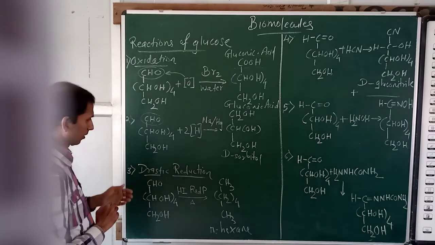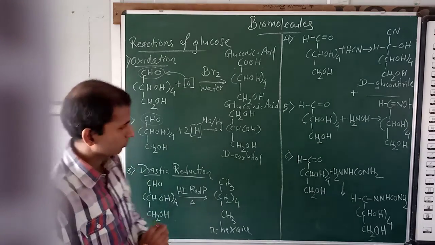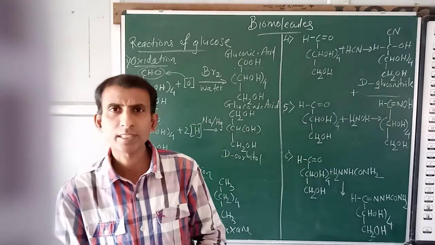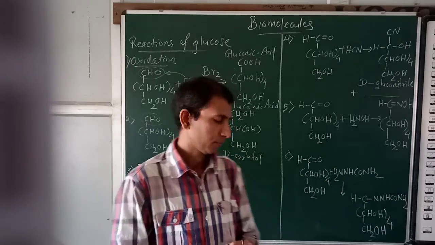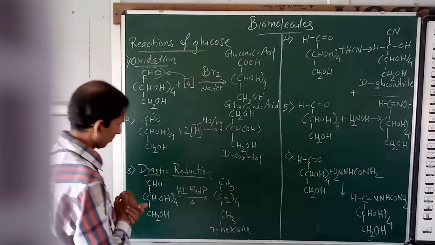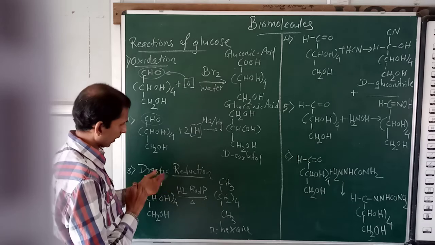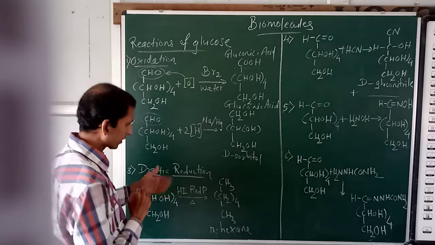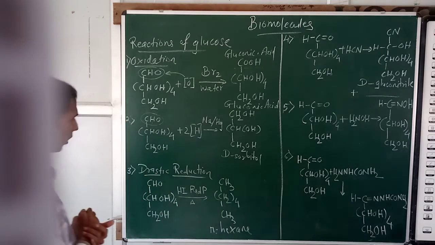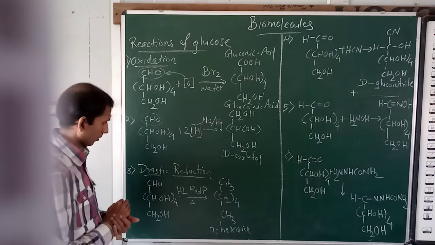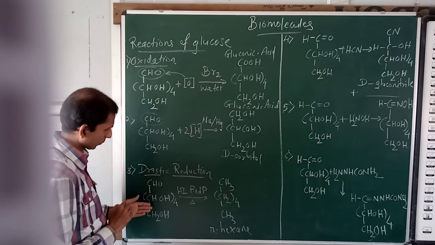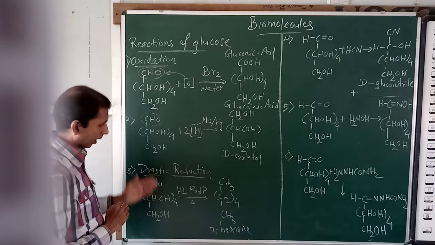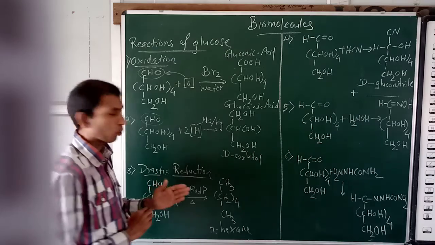The next reaction is drastic reduction. Drastic reduction means more hydrogen is added to the glucose molecule, and the catalyst and reagent used here is HI with red phosphorus, and we heat at a particular temperature. Glucose, which contains an aldehyde group and also OH groups, completely gets reduced to a hydrocarbon.